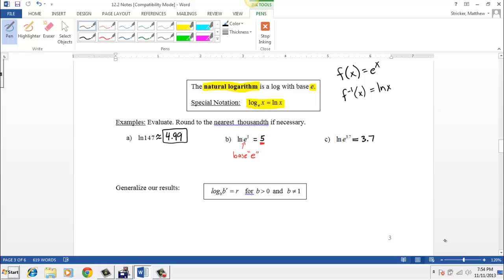Or here's an even better way to think about it. If e to the x and ln x are inverse functions of each other, remember they undo each other. So if e to the fifth makes a new output, then if I take the ln of that, it gives me back what I started with. If I put 5 into e and then put that into ln, I get back what we started with, 5.